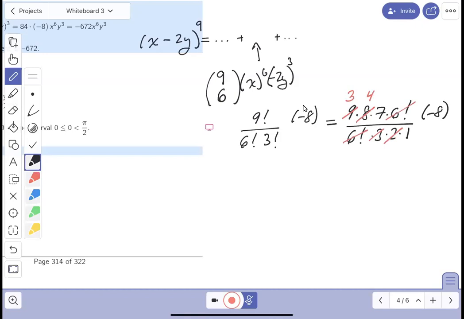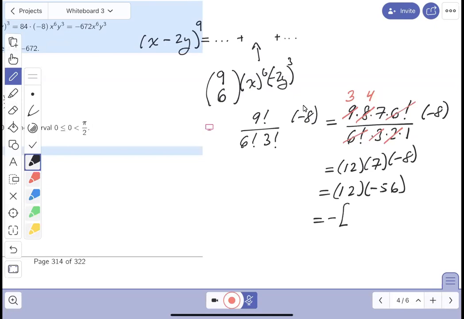I do make mistakes sometimes. 12, that's what 3 times 4 is, times 7 times minus 8. Well, I'm going to keep doing it. That's going to be 12. 7 times minus 8, minus 56. I'm going to do the multiplication, and I know it's negative. I'll put this over here.